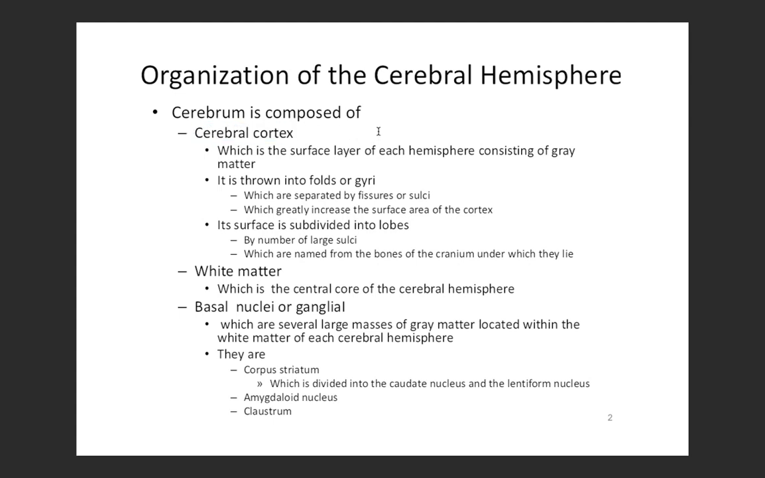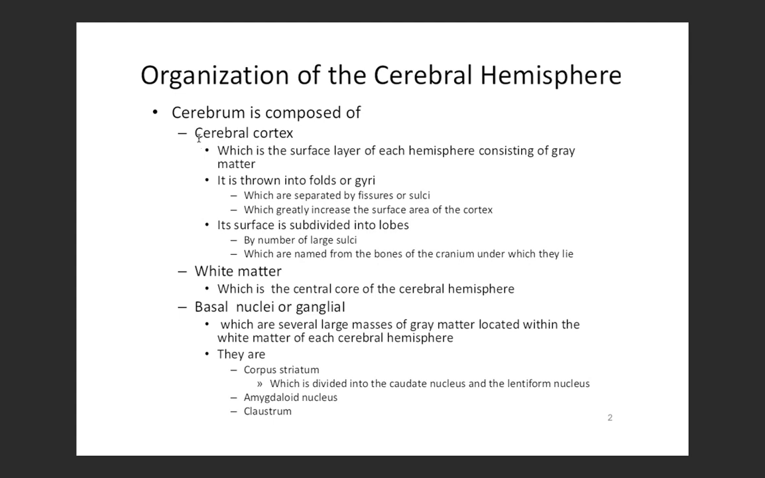Again, we want to clarify that the cerebrum itself is composed of two cerebral hemispheres, one right and one left. They are separated by the longitudinal fissure, or falx cerebri, and connected by the corpus callosum.